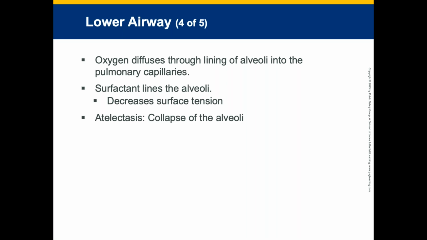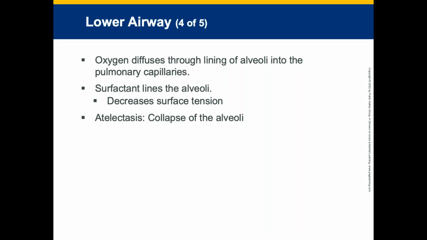And surfactant lines those alveoli to decrease surface tension to prevent atelectasis, which is the collapse of the alveoli, right? So what we don't want to happen is atelectasis. If atelectasis happens, then we can't oxygenate appropriately. If the amount of surfactant is inadequate, or the alveoli is not inflated, the alveoli will collapse, resulting in that atelectasis I was telling you about. That's why surfactant is so important, and also making sure that we're ventilating appropriately.